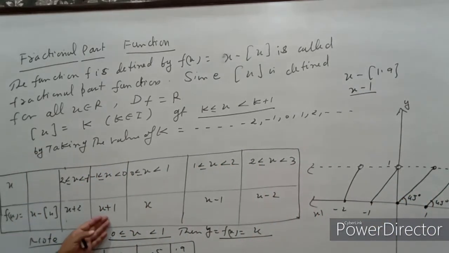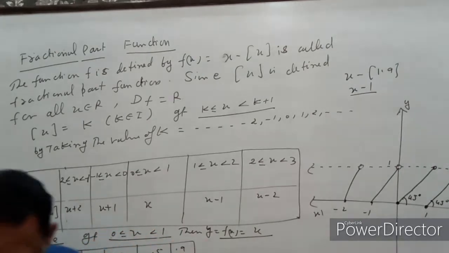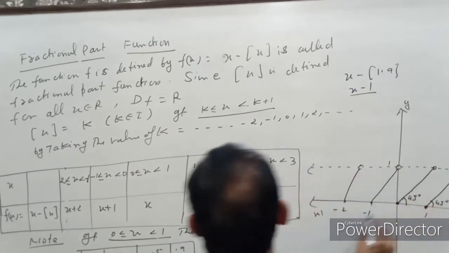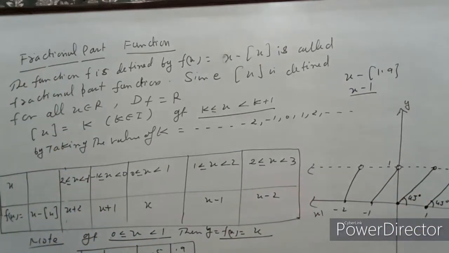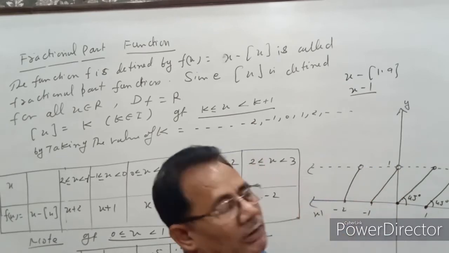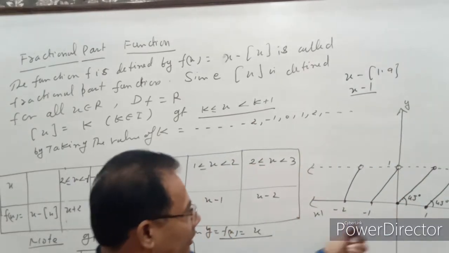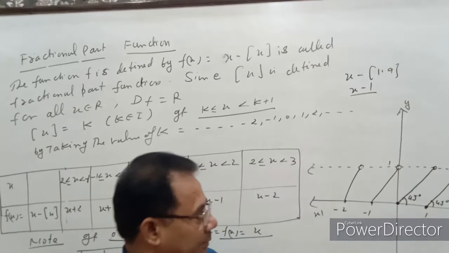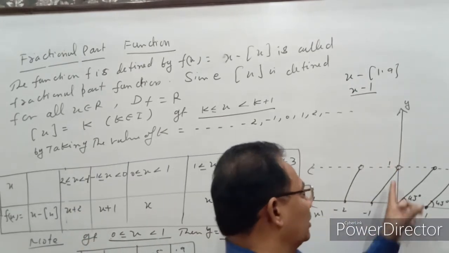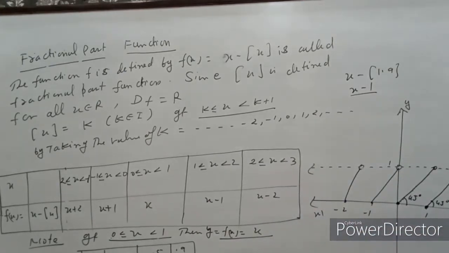So that is x plus 1 and so on, a parallel line. Therefore, the graph of this function is this, and its range lies between 0 included and up to 1. From the graph, if we read the range of the function, it lies between 0 included but 1 is not included. This function is called the fractional part function.